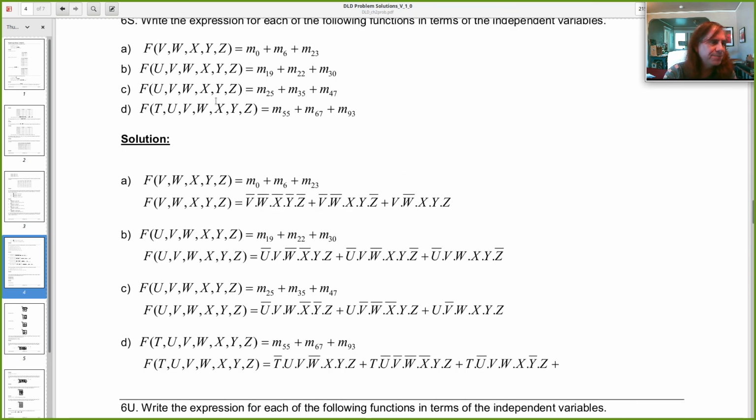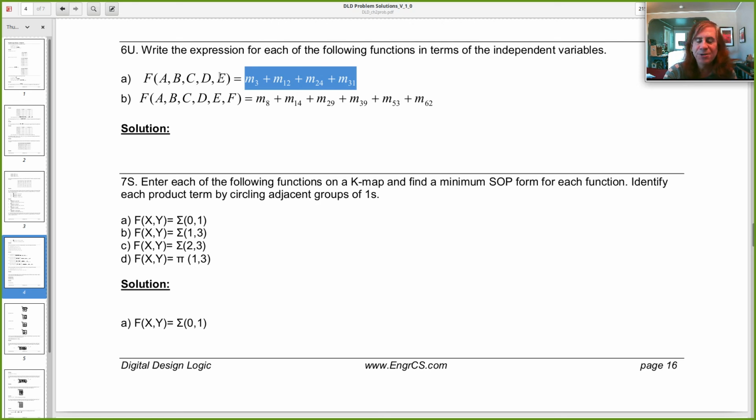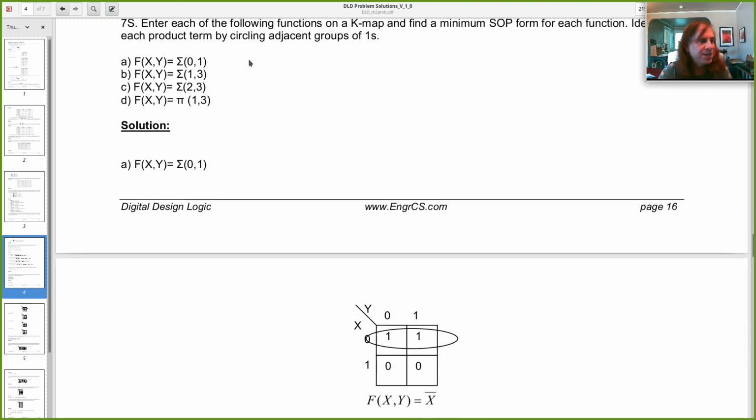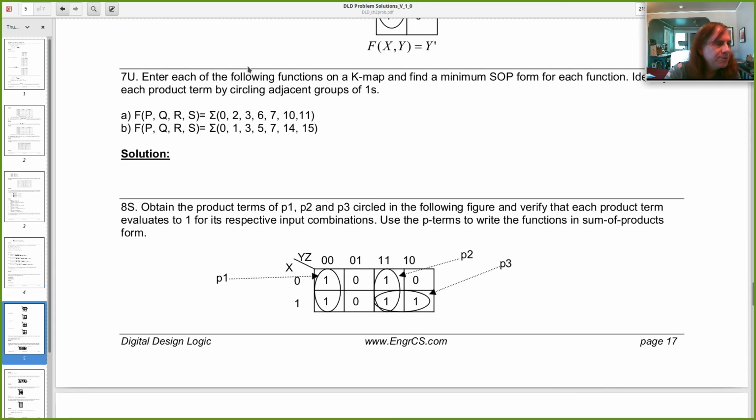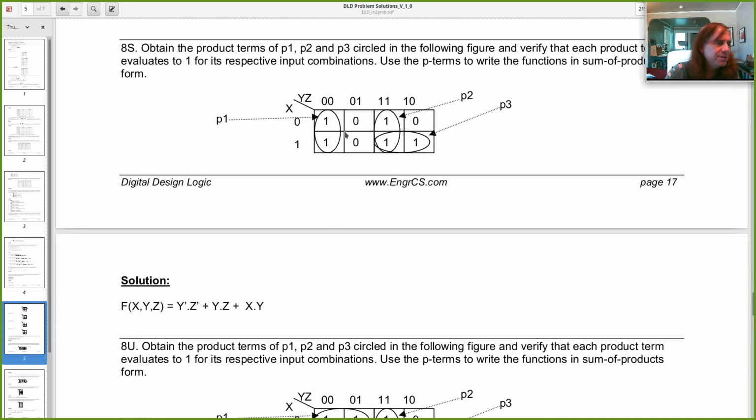Don't try to get it from the solved solution. Do this, maybe come up with some of your own problems with 3 or 4 input variables, and do this translation from compact form to explicit form, and see what you discover, and you'll see some patterns. The remaining questions are mostly about K-maps. So 7, you're putting these functions on a K-map and then minimizing using what we did with K-maps by circling ones.